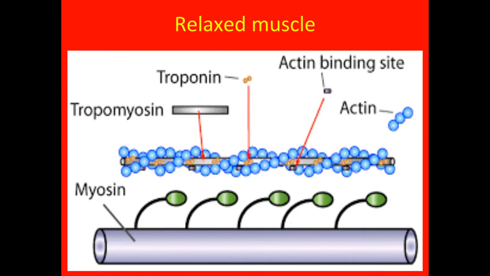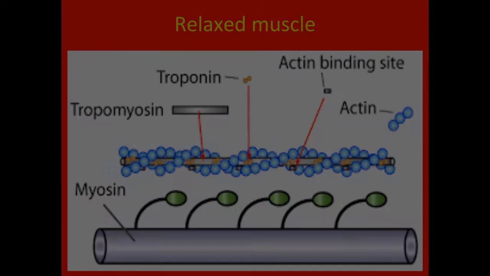In a relaxed muscle, after the action potential is passed, the calcium ions are pumped back into the sarcoplasmic reticulum. This allows the troponin to return to its previous state and causes the muscle to relax.